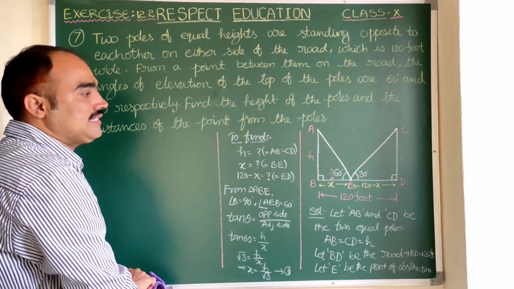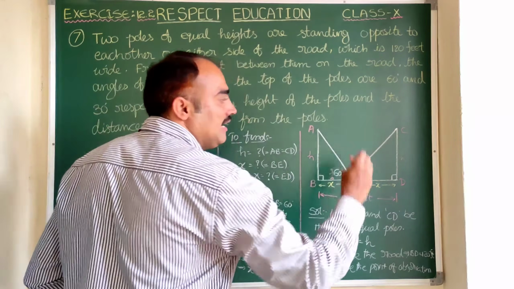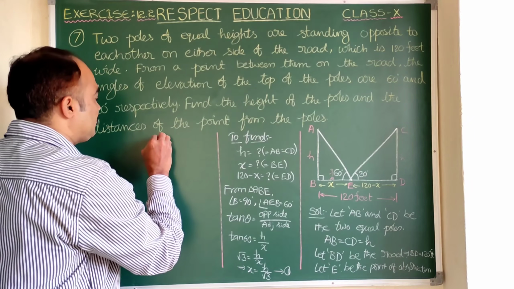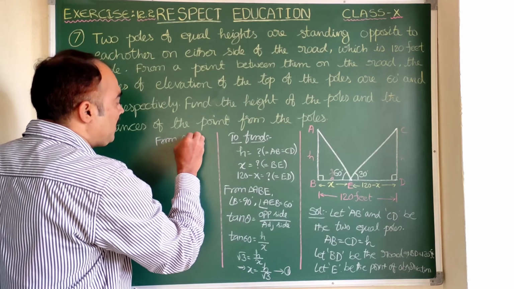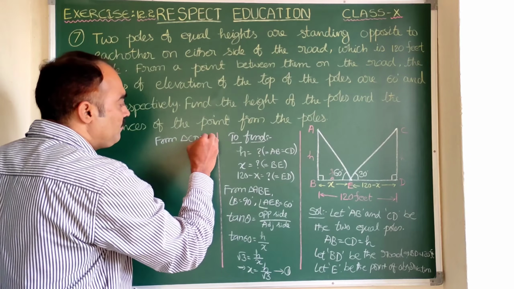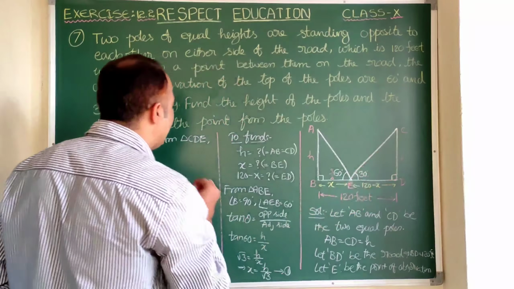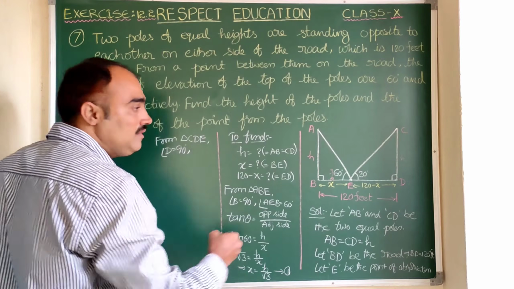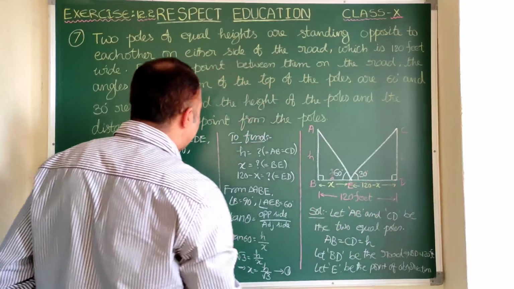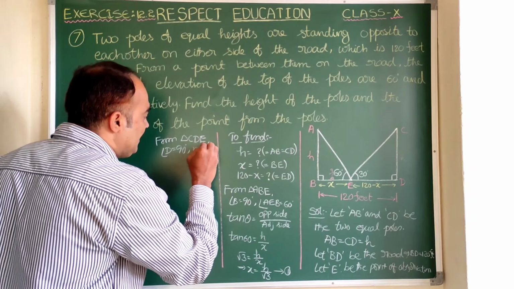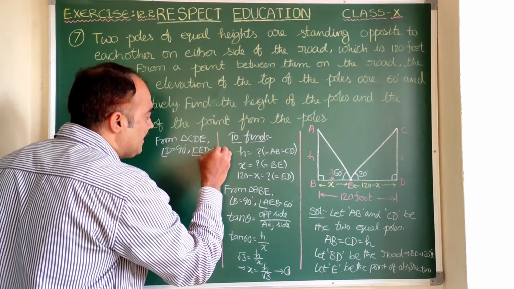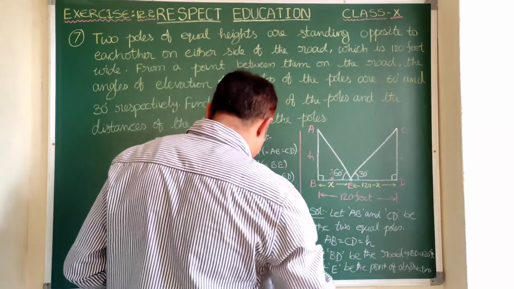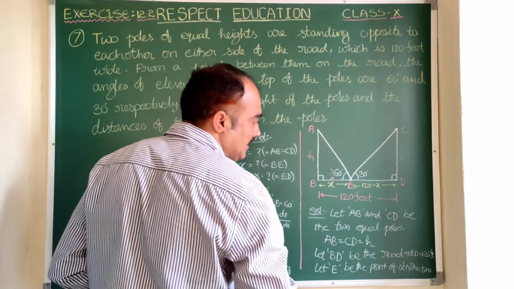Now let us consider the other right angle triangle, that is triangle CDE, in which angle D is 90 degrees and also angle CED is 30 degrees. Now here you just visualize, imagine that you are standing at the 30 degrees angle.